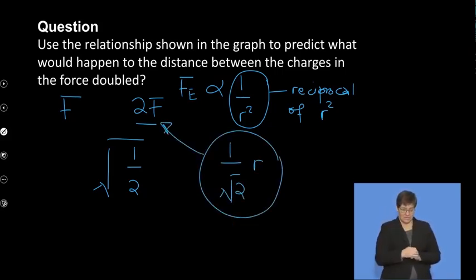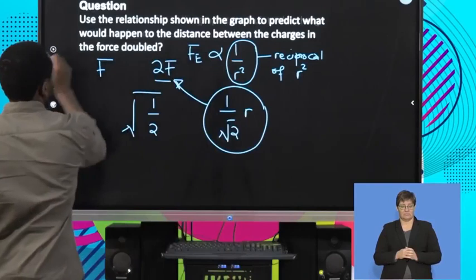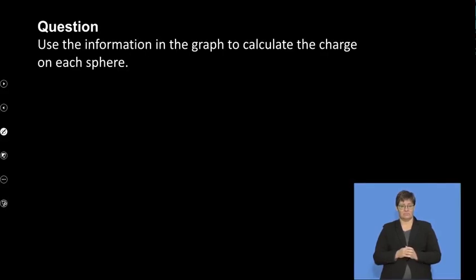So this has a lot to do with the mathematical relationship that exists between electrostatic force and the reciprocal of the square of the distance, right? Okay. And then we want to use the information on the graph to calculate the charge on each sphere. Now, this is a multi-step type of problem, okay? Now, the first thing that comes to mind, there is a linear relationship that exists between electrostatic force and the reciprocal of the square of the distance.